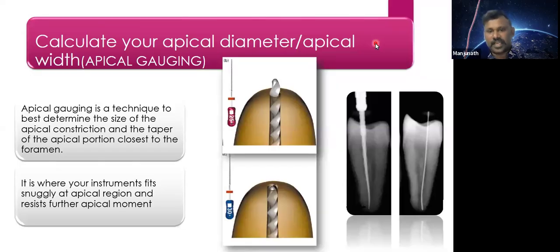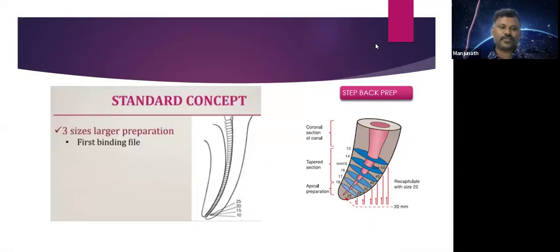In this picture it clearly says that 25 goes beyond the apex. 30 is at the apical constriction with good tug-back resistance. So the initial diameter of this particular tooth is size 30. That is 0.3 millimeter, size 30. So what will be the enlargement of your final size?